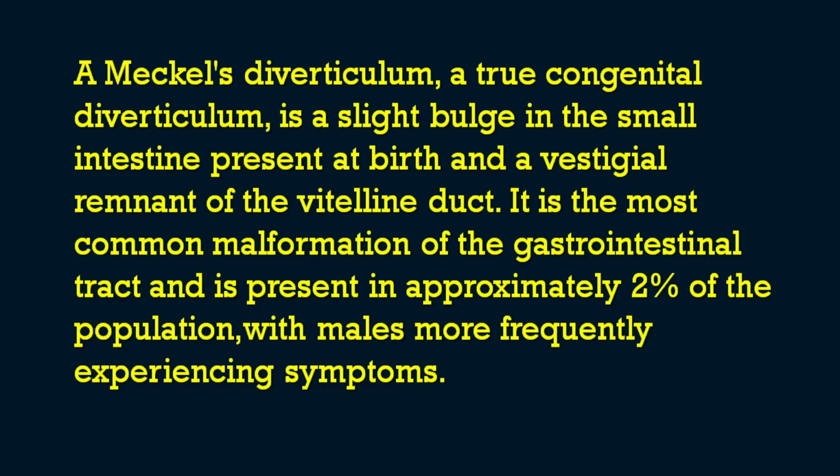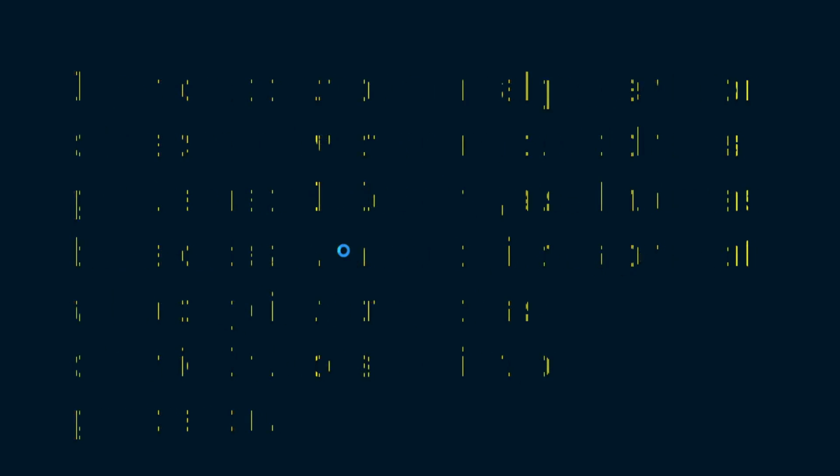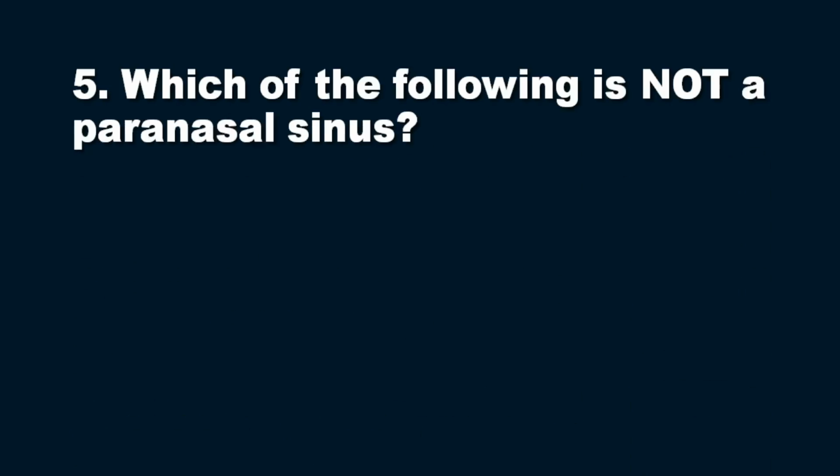What is Meckel's diverticulum? The vestigial remnant in Meckel's diverticulum is the vitelline duct, and this is the most common malformation of the gastrointestinal tract, and it can affect more males than females. The most common clinical presentation of Meckel's diverticulum in children is painless rectal bleeding, otherwise known as hematochezia. In adults, it may present with complications such as diverticulitis, obstruction, or perforation. So that's all regarding that fourth question.